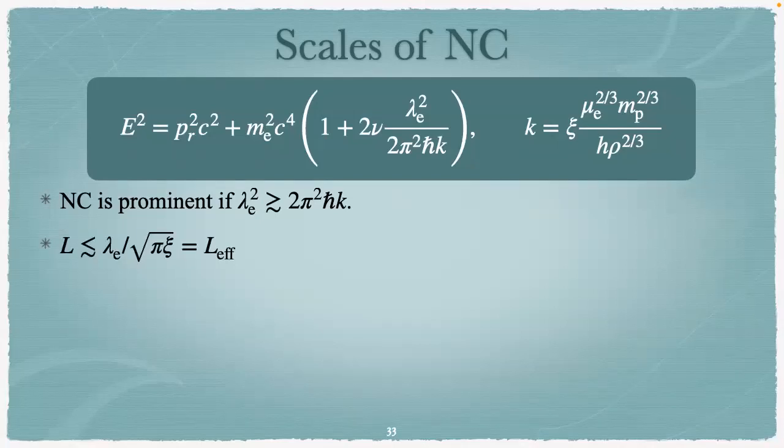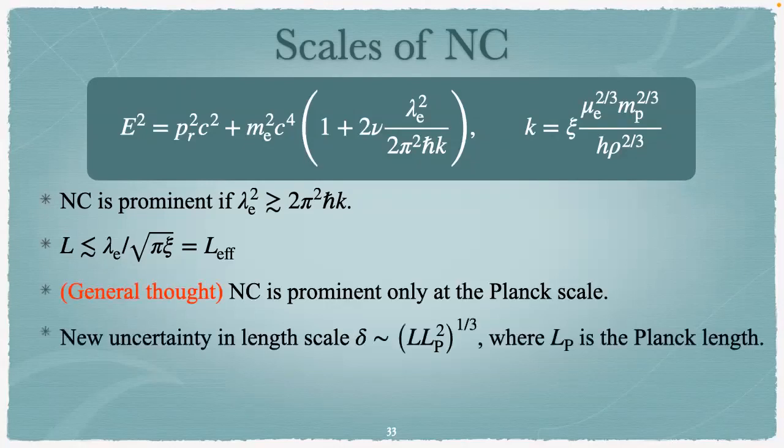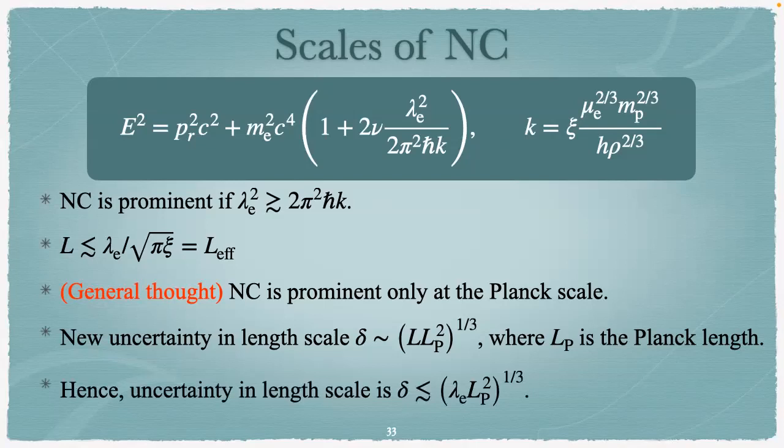That means the length scale of the system has to be less than the Compton wavelength of the electron. So our general thought is that non-commutativity is prominent at the Planck scale, but if you have a collection of particles, say a collection of electrons, then the new uncertainty length scale is no longer only the Planck scale, but a combination of the system scale and the Planck scale.